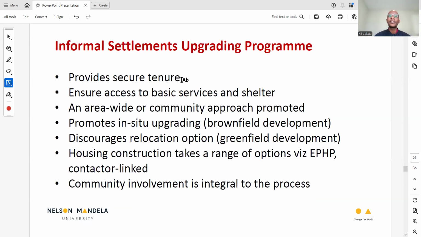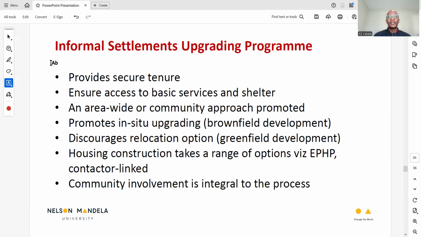The Informal Settlement Upgrade Program, now called the Informal Settlement Upgrade Partnership Grant, or ISUPG, provides secure tenure. So this is effectively what it is. Looking at an informal settlement, 150 or so in Nelson Mandela Bay, it ensures incrementally providing access to basic services and shelter. An area-wide or community-wide approach is promoted here, where it promotes in situ upgrading on the one hand and discourages relocation or the greenfield options. Housing construction takes a range of options, including the Enhanced People's Housing Process, which I'll talk about, contractor-linked, or the IRDP, and so forth.